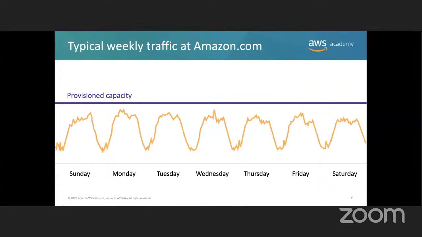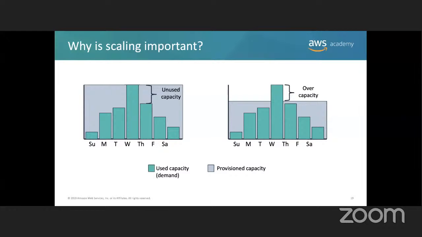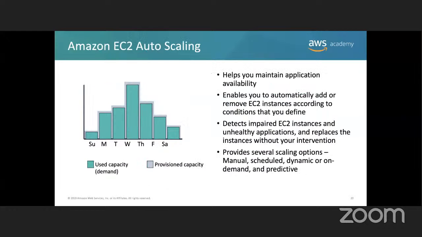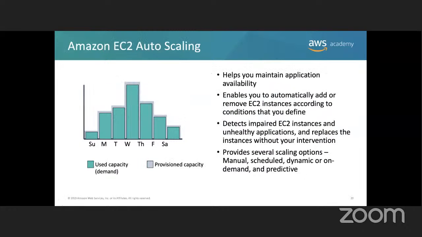So we were saying that auto scaling enables you to automatically add or remove EC2 instances according to conditions that you define. It detects impaired EC2 instances and unhealthy applications and replaces the instances without your intervention. So this is auto scaling, automatic. That's why it's called auto scaling, right? And it provides several scaling options: manual, scheduled, dynamic or on demand, or predictive. Those are some of the policies that you can have there to make auto scaling work.